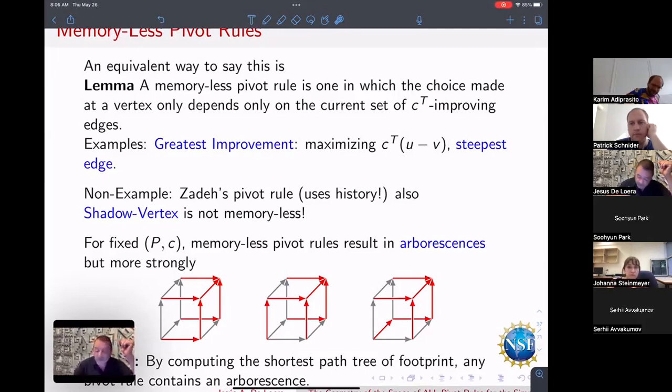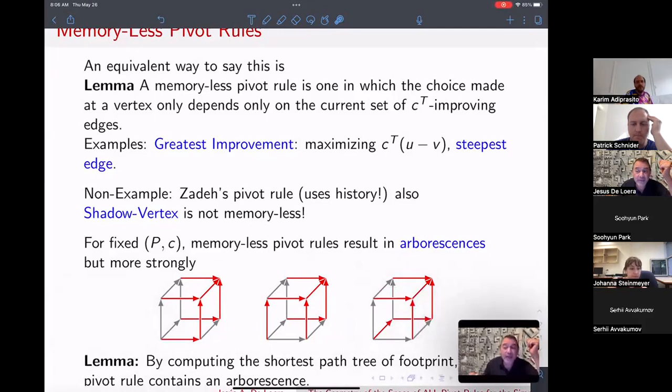So that's a very important reason why we care about memoryless pivot rules. And in the remaining time, I will show you that in fact, memoryless pivot rules are a polytope. Surprisingly, they are really a polytope.